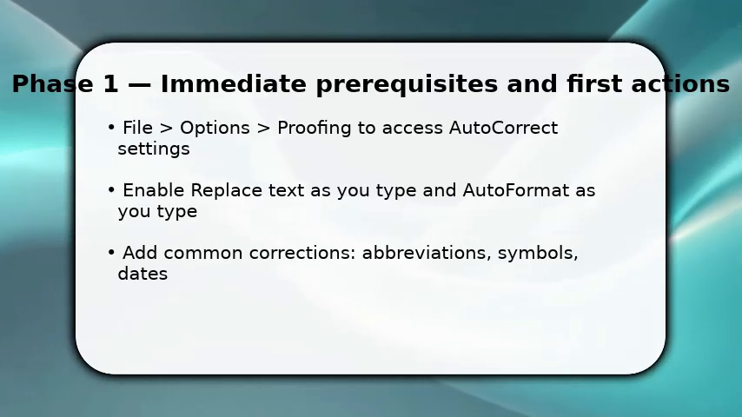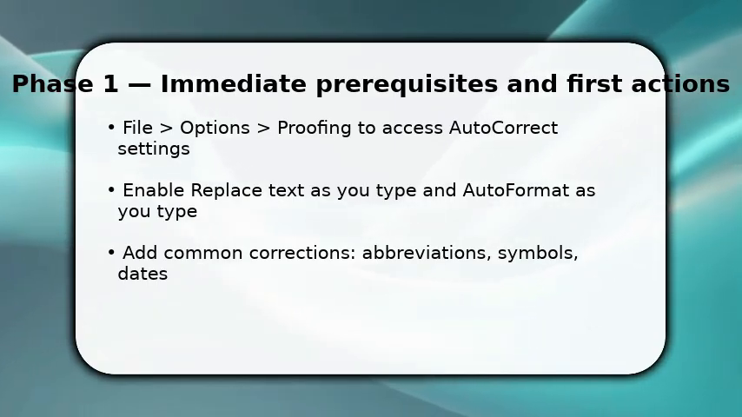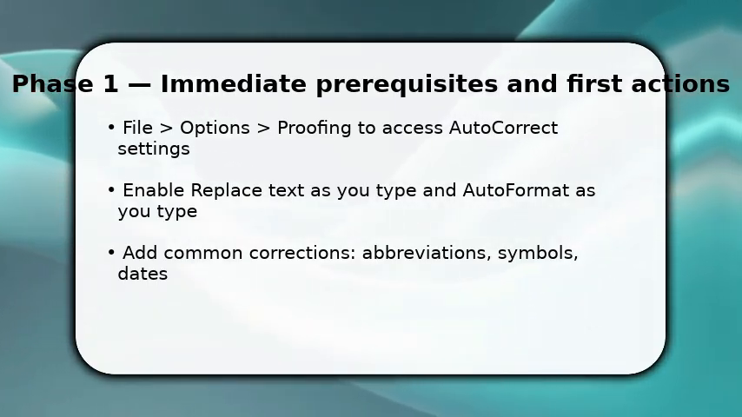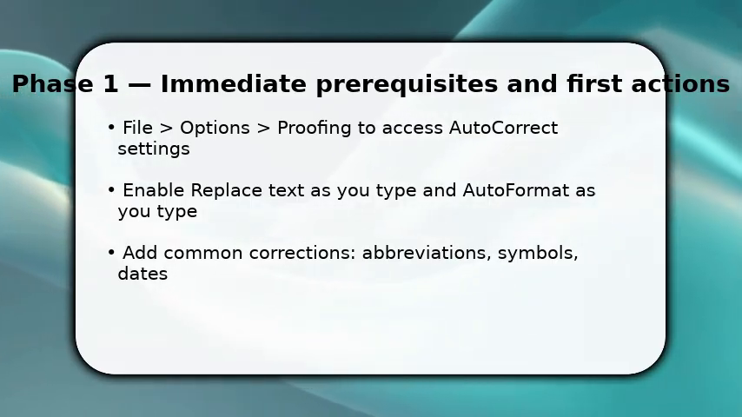You start by opening File, then Options, and choose Proofing. This gets you into Autocorrect immediately. Once the dialog opens, make sure Replace Text as you type is checked so Excel will apply rules live.